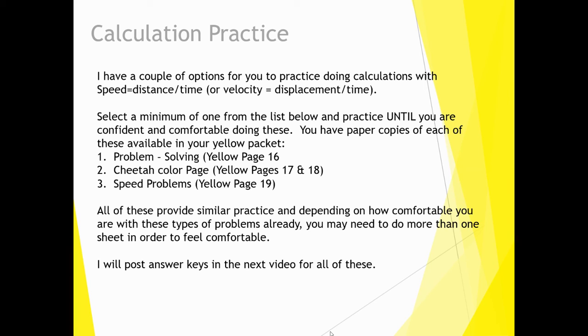And I'm going to have you turn whatever you do into Google Classroom, because I just want you to practice as much as you need. So your options are page 16, which is titled Problem Solving at the top. Then there's 17 and 18, and it is a coloring page with a cheetah. So the calculations are on page 18. The coloring part is on 17. And there is actually one calculation on the cheetah on the page 17. And then there is a page called Speed Problems, and it's your yellow page 19.